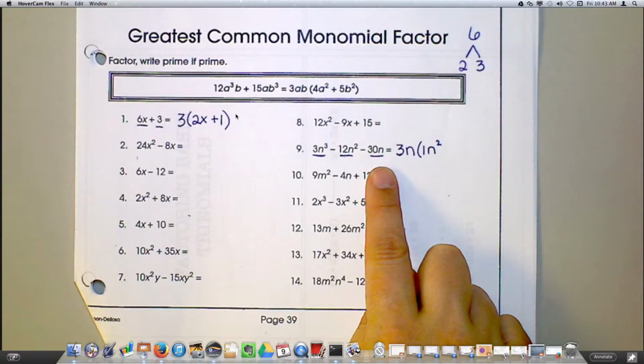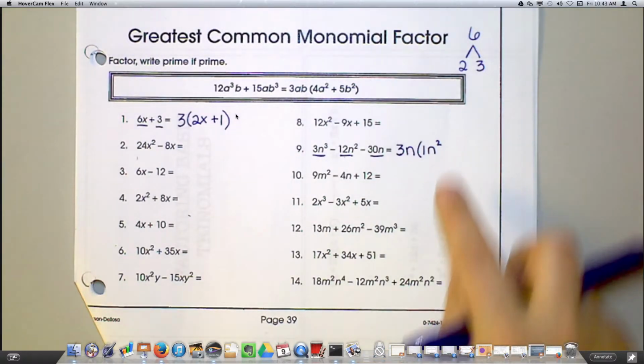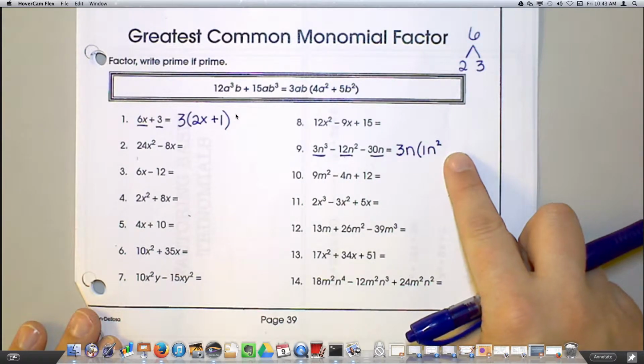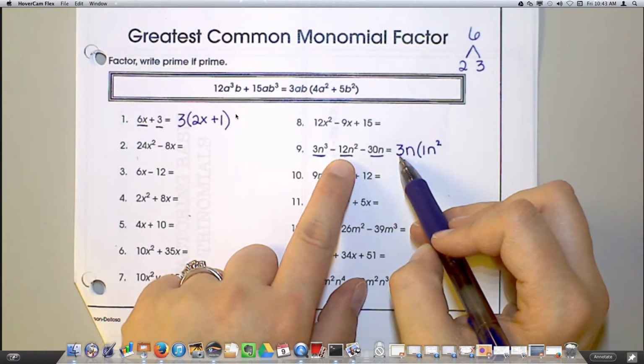So the greatest common factor always goes on the outside? Right, so you put the GCF on the outside, and then what's left over goes on the inside. All right, if I take 3 out of 12, what would I be left with? 4.